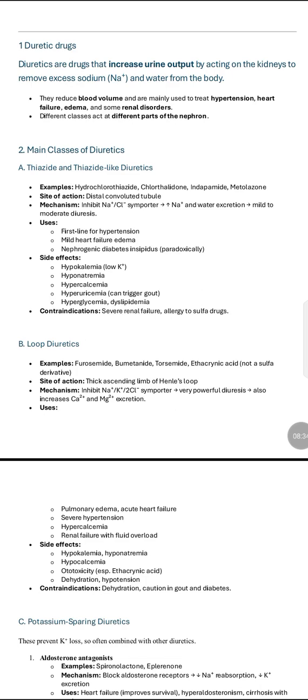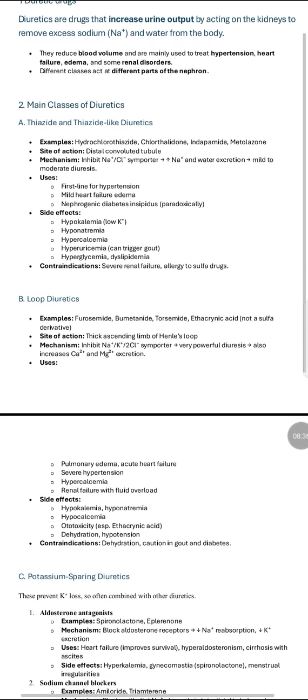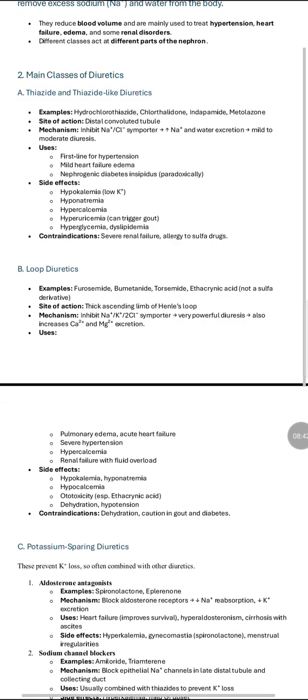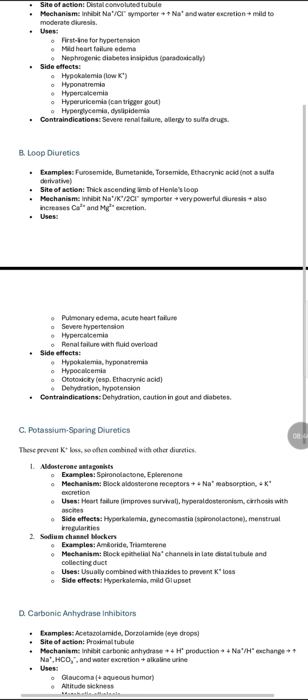Allergy to sulfur drugs. All right, okay. So that's about the thiazides, right? They act on the distal convoluted tubule. And then for loop diuretics, these are going to act on the ascending limb of the loop of Henle.